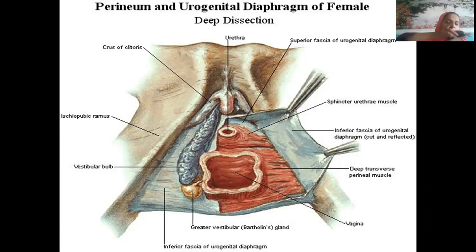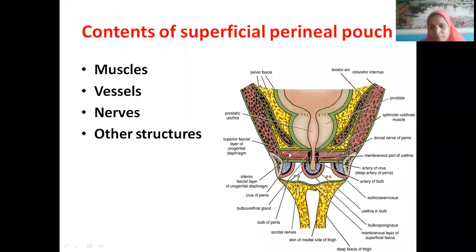This black area, whatever you are finding, is the deep perineal pouch. That means here the muscles are nothing but contents of the deep perineal pouch. Outside is the perineal membrane, inside is the superior layer or the superior fascia of the urogenital diaphragm. Perineal membrane is also called the inferior fascia of the urogenital diaphragm. Okay, so that's how this is all the deep perineal pouch. This area is the deep perineal pouch.